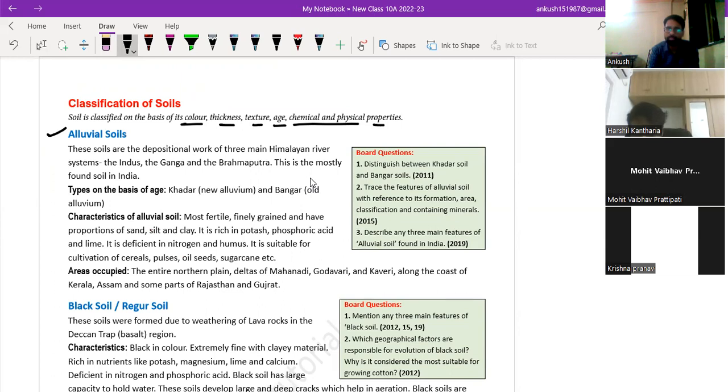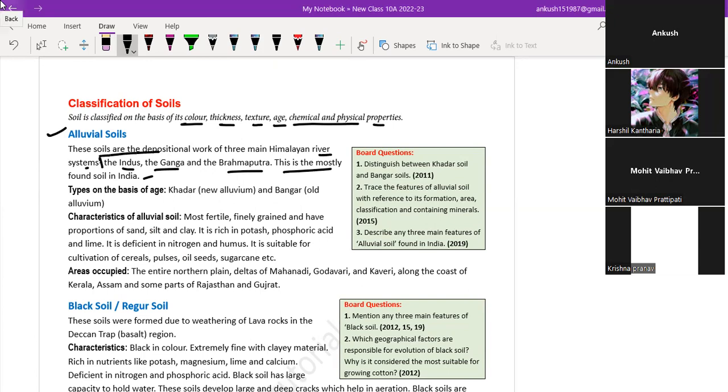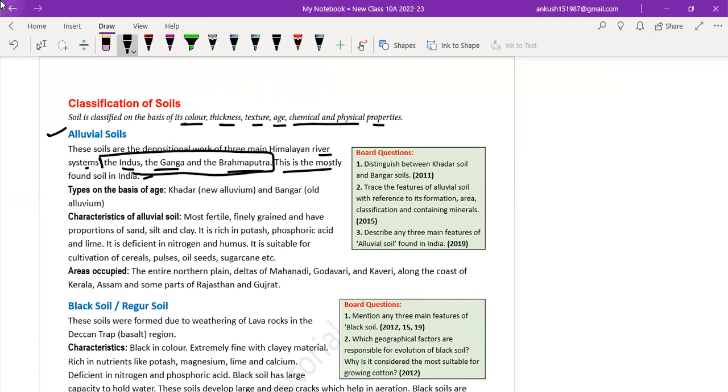First of all, alluvial soil. Where is this soil found? These soils are the depositional work of three main Himalayan river systems like Indus, Ganga, and Brahmaputra. This is the most commonly found soil in India. Actually, its proportion is more than other soils in India. Are you getting the point? It is the soil which is formed with the three basins of the river systems of India, like Indus, Ganga, and Brahmaputra.